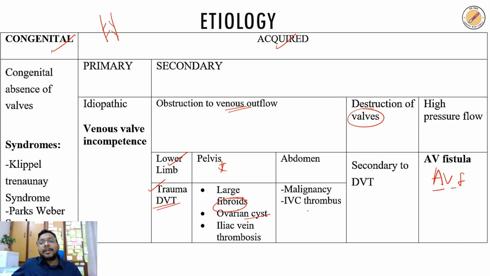Now, when will be the destruction of valves? Normally, I told you, if this is the superficial venous system and this is the perforator and this is the deep compartment, now, whenever there is a DVT present here, all the blood flow will be pushed up both in perforators as well as in the superficial compartment. That is why, because of the high pressure, there can be destruction of the valves. So ultimately, it will result in varicose veins. So these are the important etiological factors we need to remember for varicose veins.